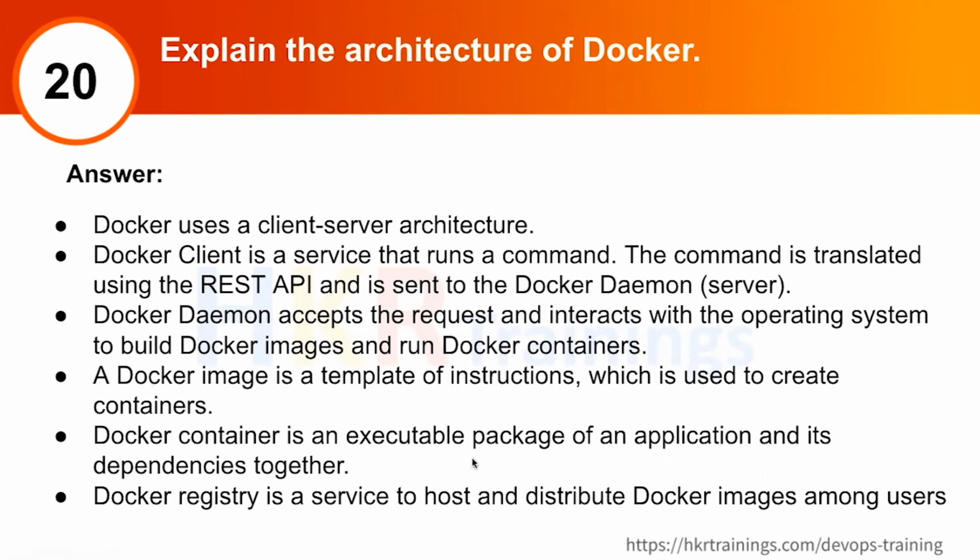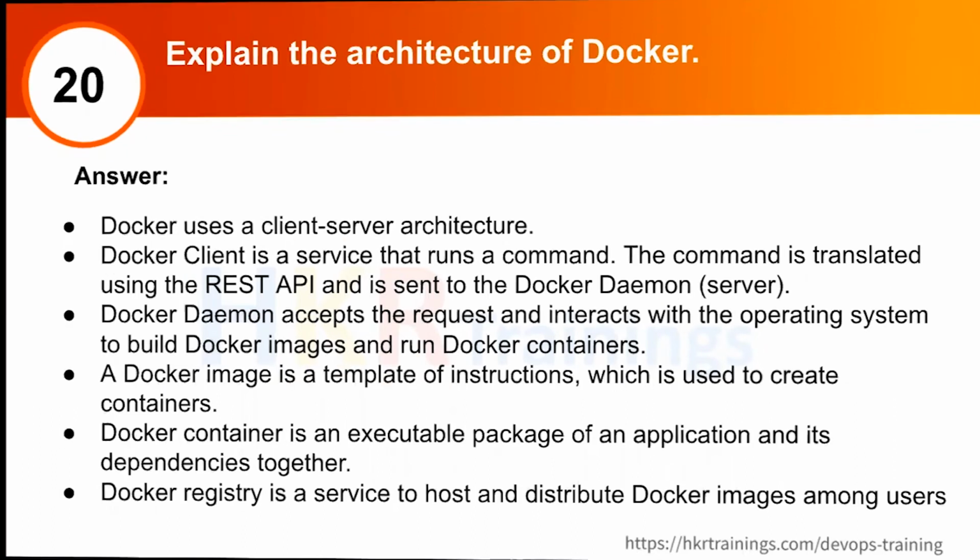A Docker container is an executable package of an application and its dependencies together. A Docker registry is a service to host and distribute Docker images among users. To share such images, we can set up a Docker registry where we can upload the Docker images so that others can use them. Just like what we have for source code sharing, a Git kind of thing, we have a Docker registry to save our Docker images.